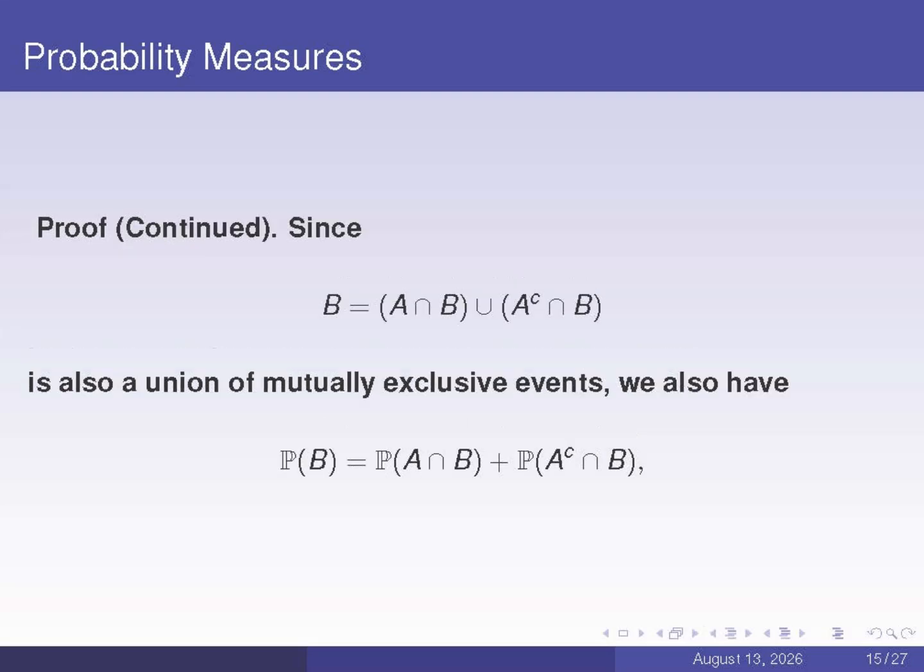Next, event B can also be decomposed into two mutually exclusive events, as shown in the second line. That is, set B can be written as the union of A intersect B and B intersect A complement. Furthermore, these two decomposed sets share no common elements and are therefore disjoint. Consequently, by the third condition of the probability measure, the probability of event B equals the sum of the individual probabilities of these two mutually exclusive events, as presented in the final line.